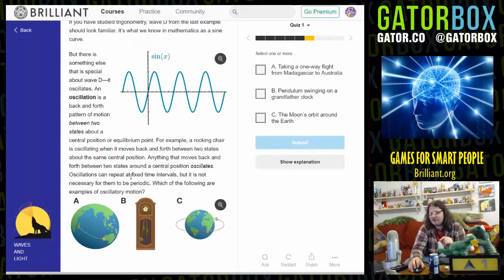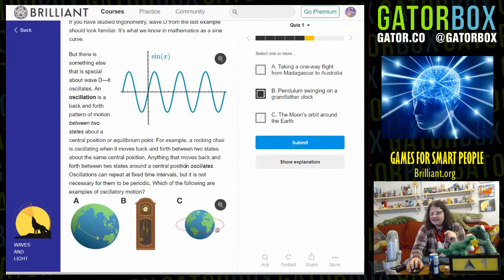Anything that moves back and forth between two states or at a central position oscillates. Oscillations can repeat at fixed time intervals, but it is not necessary for them to be periodic. Oscillations can repeat, but it is not necessary. Which of the following are examples of oscillatory motion?